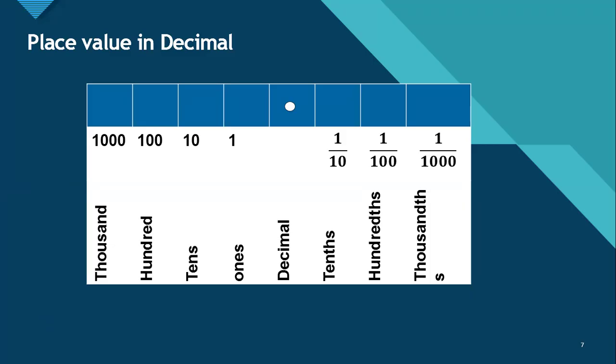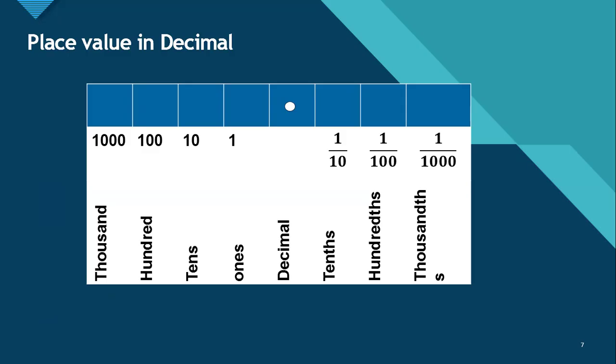The second position will be the hundreds. It means out of 100, how many? Then the next will be the thousands. Not thousand, it is thousands. So there is a difference between the decimal place value and the whole number place value. So I hope this is clear.